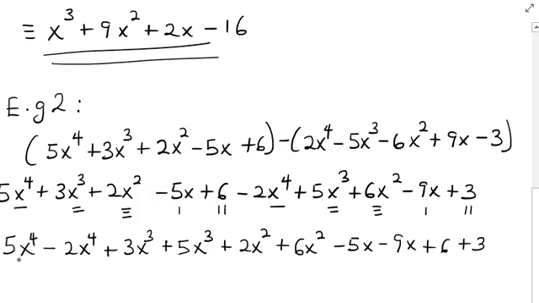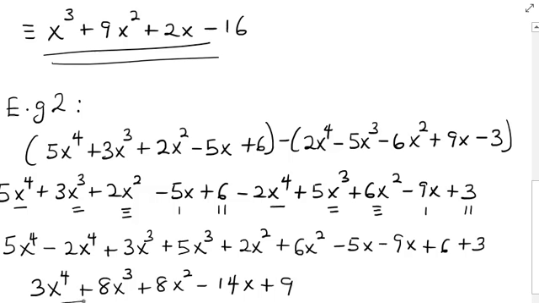So we now simplify. So 5 minus 2, that's 3x raised to the power 4. 3 plus 5 is plus 8x cubed. 2 plus 6 is plus 8x squared. Minus 5 minus 9 is minus 14x. And plus 6 plus 3 will be plus 9. So this is our answer.